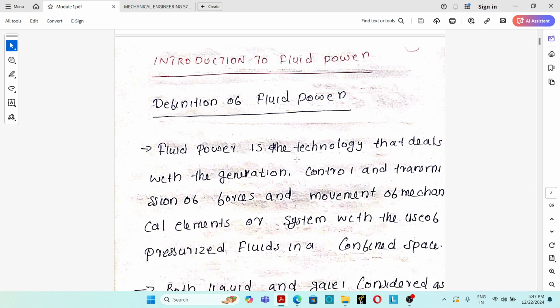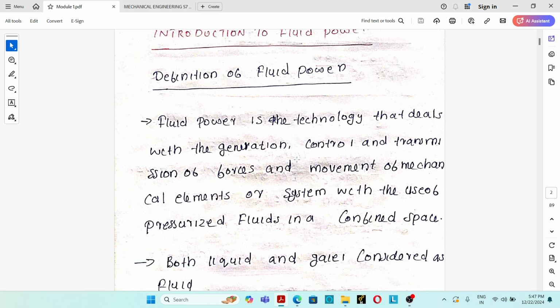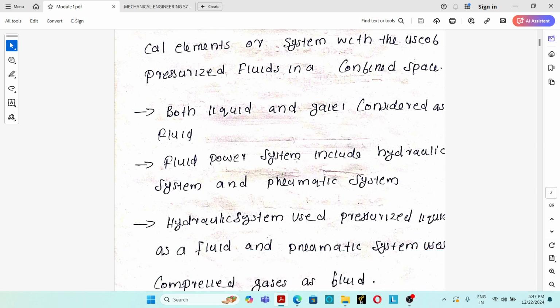Fluid power is a technology that deals with generation, control and transmission of forces and movement of mechanical elements or systems with the use of pressurized fluid in a confined space. This fluid power is classified into two types: hydraulics and pneumatics. In fluid power, the working fluid is either pressurized hydraulic oil or compressed gas. In a hydraulic system, the working fluid is pressurized hydraulic oil, and in a pneumatic system, the working fluid is compressed gas.